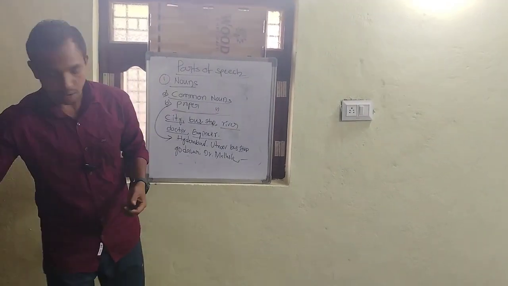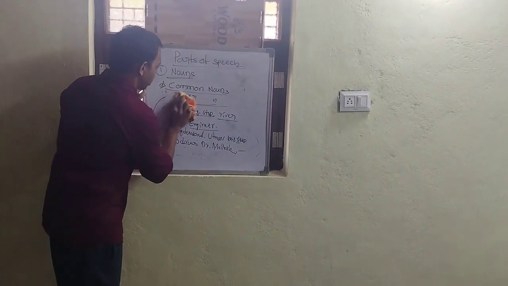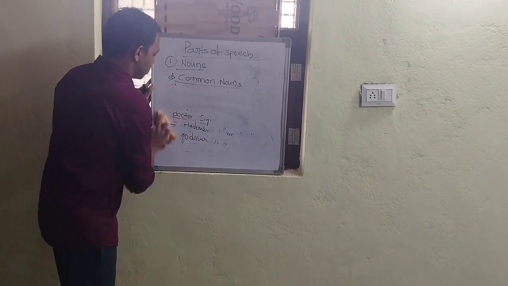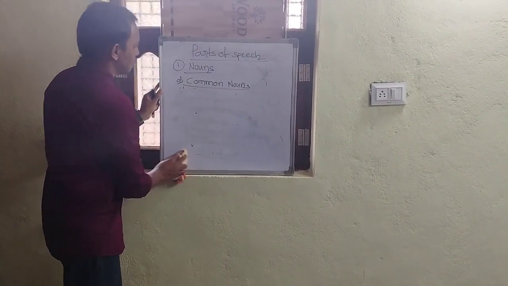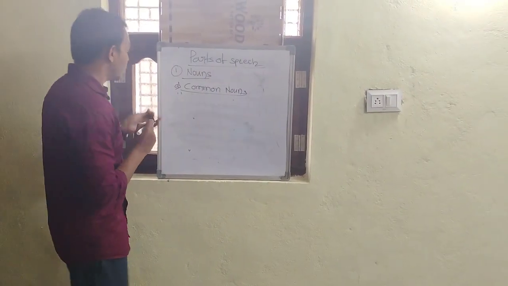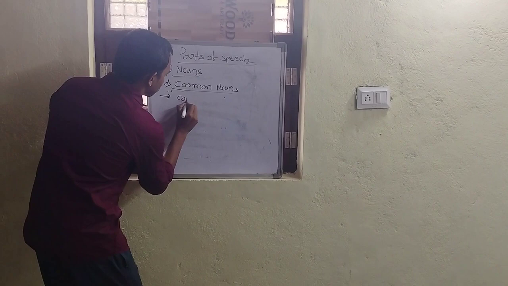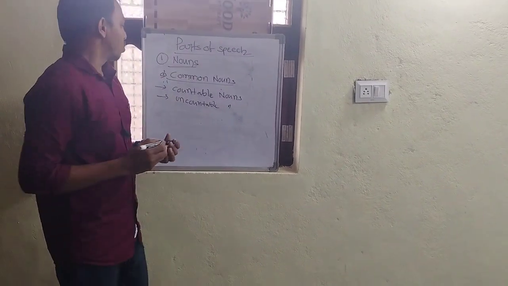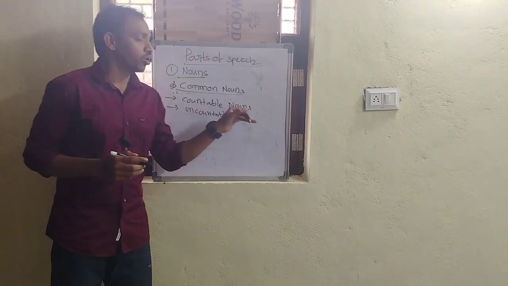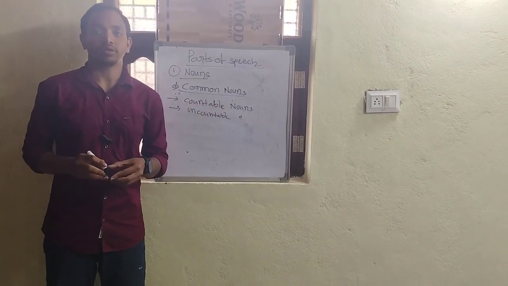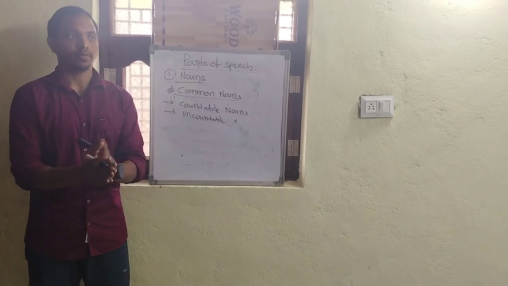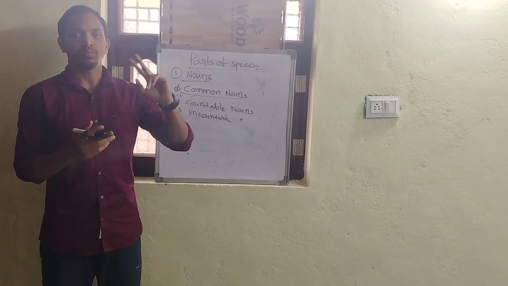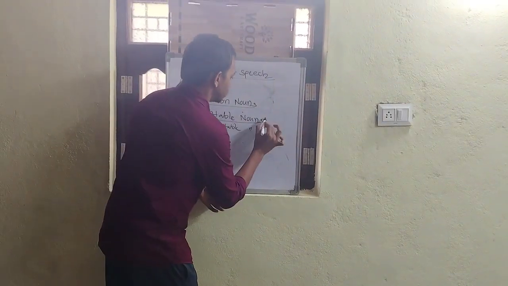In this common noun and proper noun, common nouns are divided into two types. What are they? Countable nouns and uncountable nouns. What are countable nouns and uncountable nouns? Countable nouns are nothing but whichever it is possible to count. For example, we have singular forms and plural forms. Singular is nothing but one. Plural is nothing but more than one. So countable nouns are singulars and plurals.